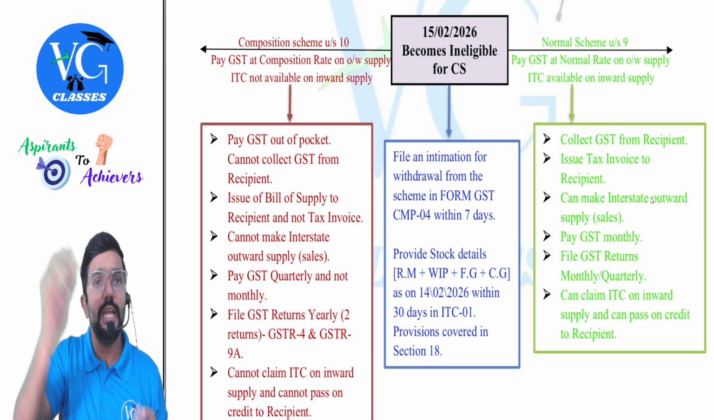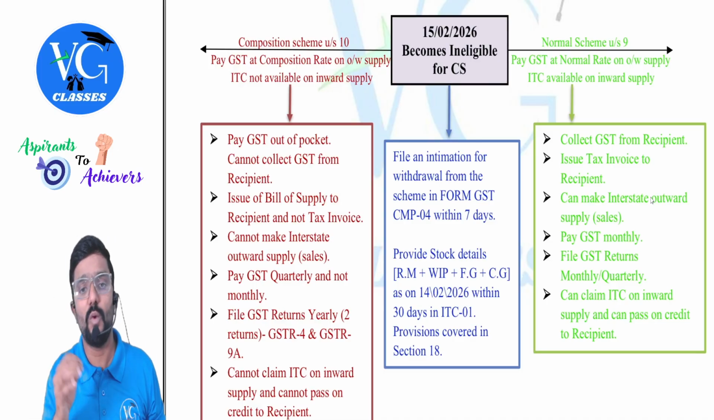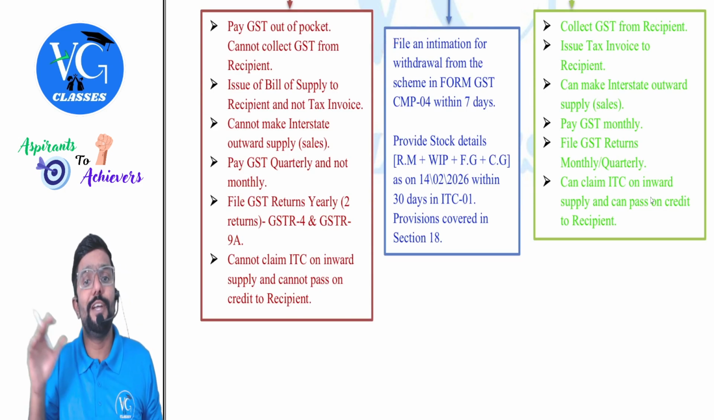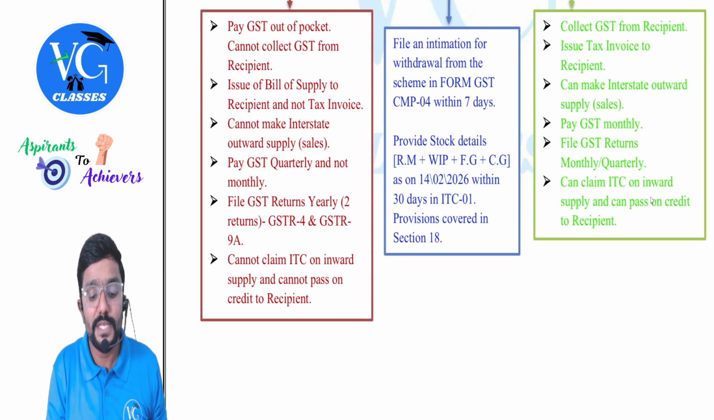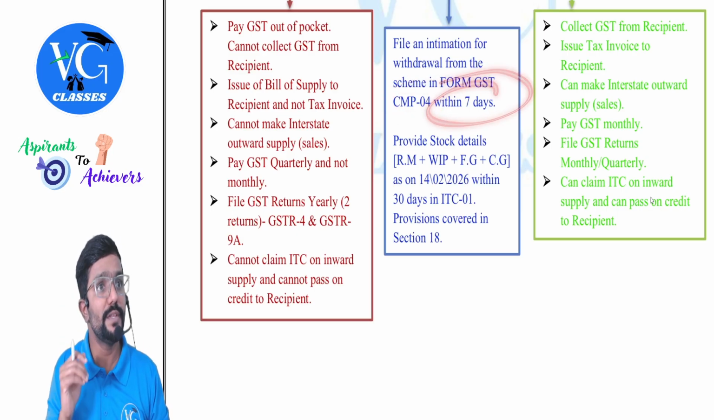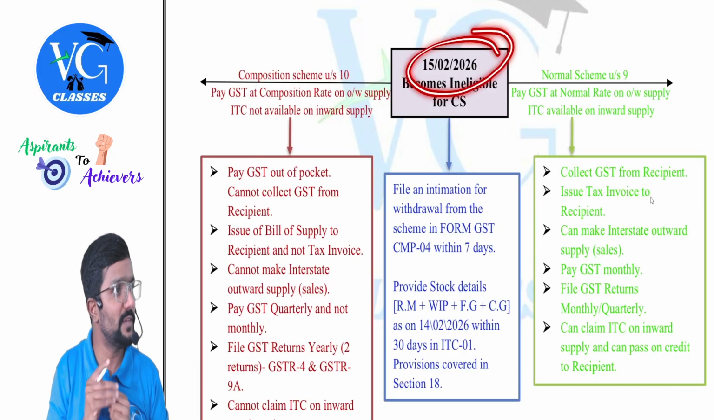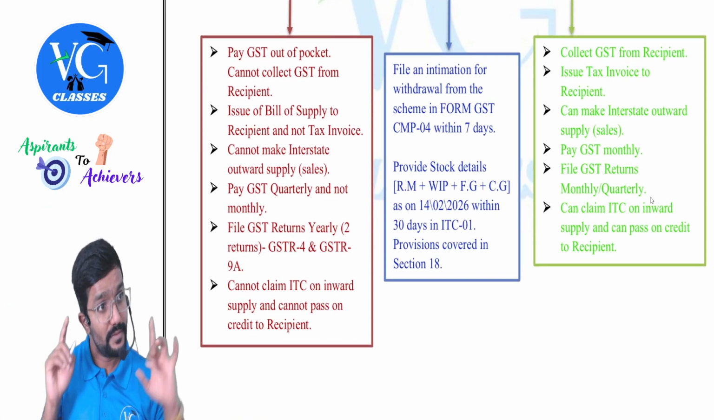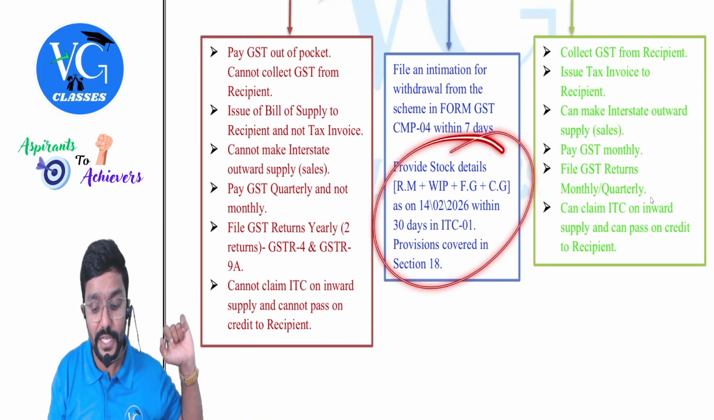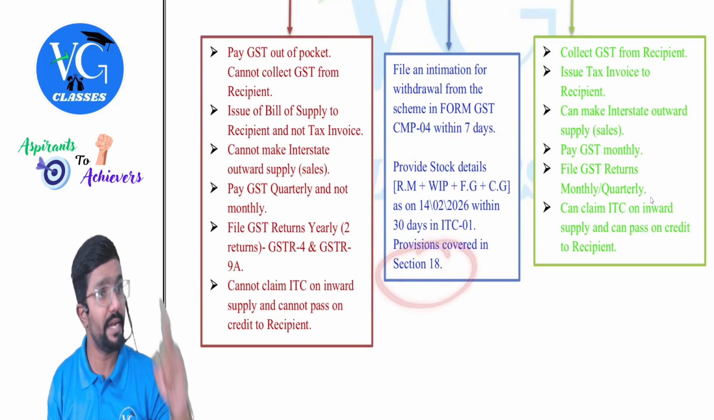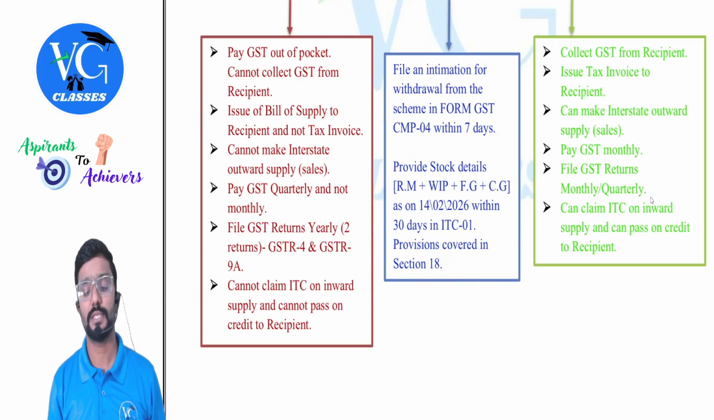Okay. On 15th February, I have some responsibilities. What are those? This we already covered, guys. File an intimation for withdrawal from the scheme in form CMP-04. CMP stands for composition. Within 7 days. Within 7 days from where, people? 15th February. Then there we also learned. Actually, this point is given in section 18. If you remember, I told this provision is covered in section 18. I will teach you again in that. Yes.